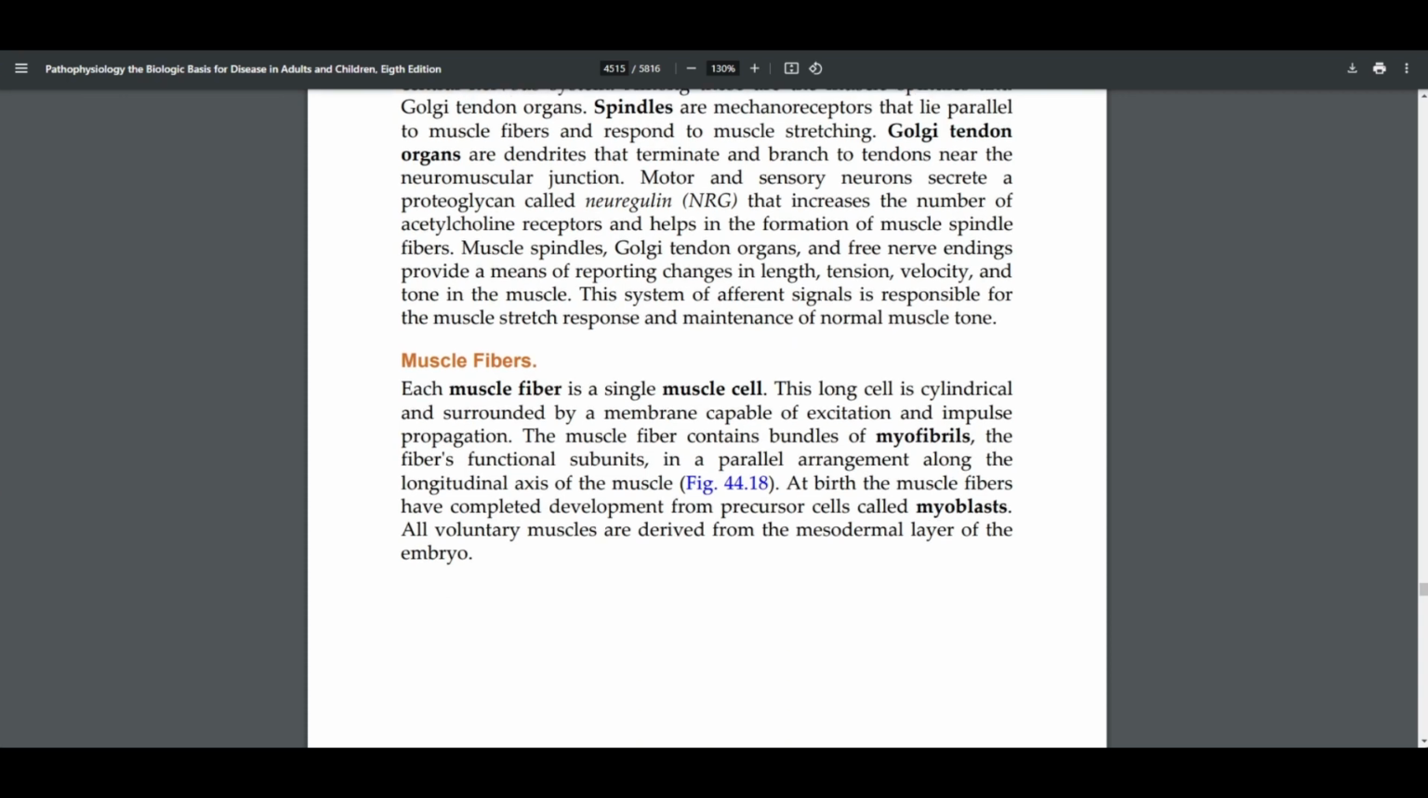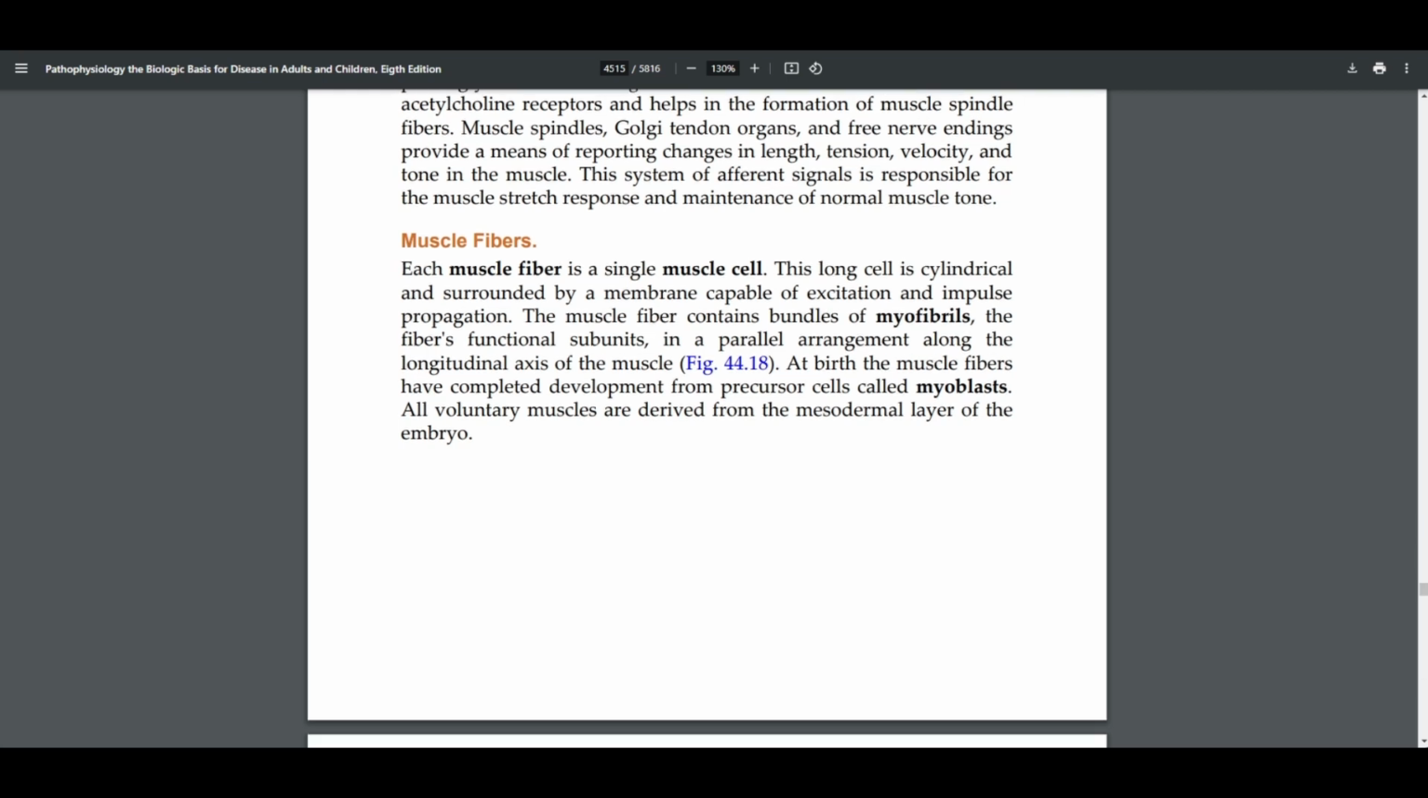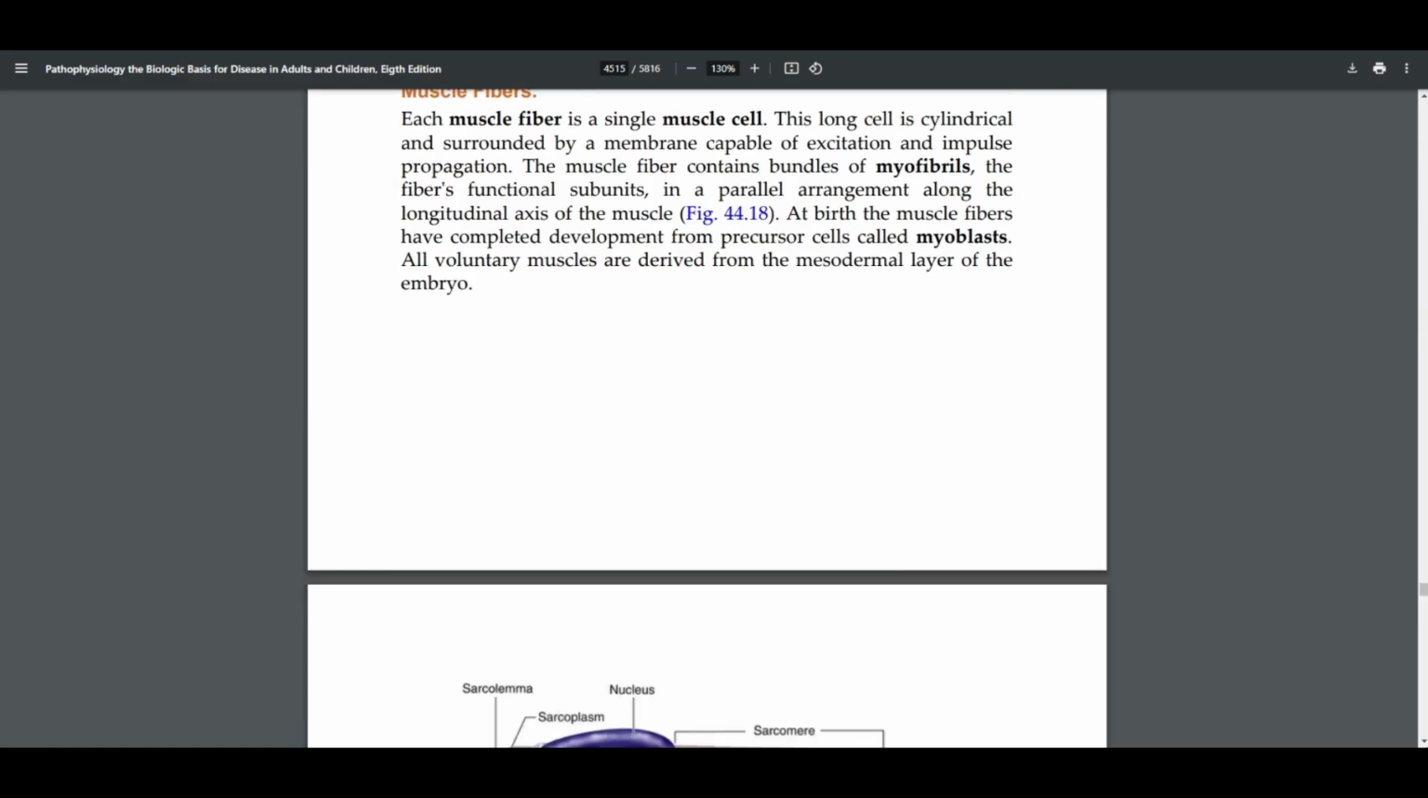Muscle fibers. Each muscle fiber is a single muscle cell. This long cell is cylindrical and surrounded by a membrane capable of excitation and impulse propagation. The muscle fiber contains bundles of myofibrils, the fiber's functional subunits, in a parallel arrangement along the longitudinal axis of the muscle. At birth, the muscle fibers have complete development from precursor cells called myoblasts. All voluntary muscles are derived from the mesodermal layer of the embryo.